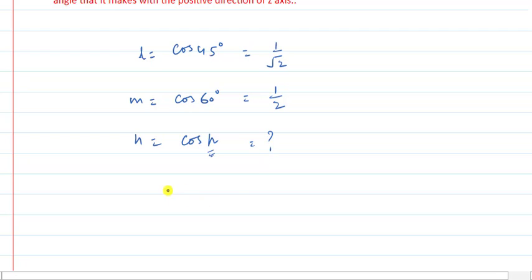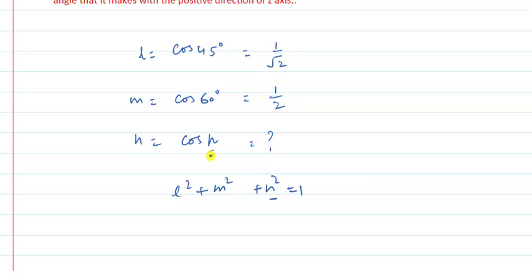So what to do? Let us use l square plus m square plus n square is equal to 1. Now clearly l is there with us, m is there with us, so easily you can find the value of n, and that will give you the value of gamma, that is the angle made by the line with the positive direction of the z-axis. All questions based on these concepts are of the same type, and I hope you can simplify these questions very easily. So let me come to the next topic, which is the equation of a line.